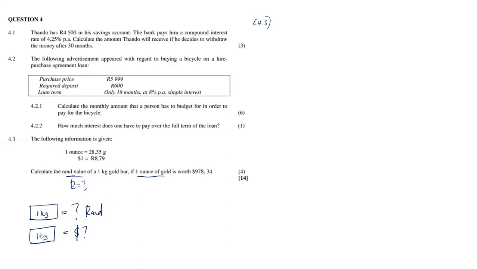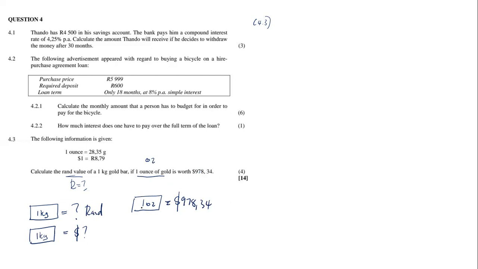Now, instead of kgs, you have ounces. Ounces is for mass, it's OZ. Kilograms is kg. Ounces is OZ, in America. So they say 1 ounce costs in dollars this amount, 978.34. Okay, that's fine.